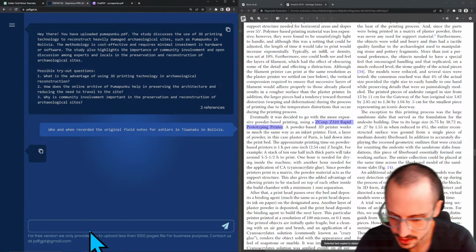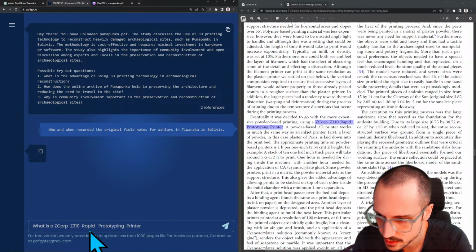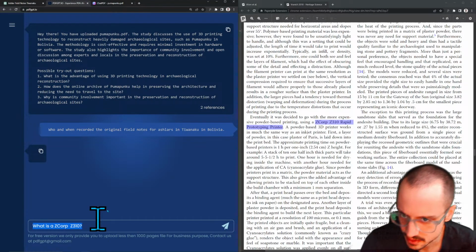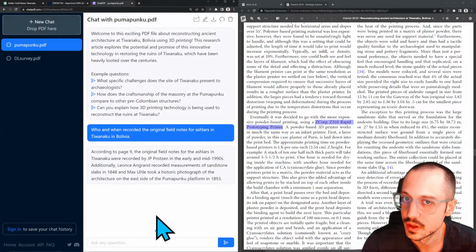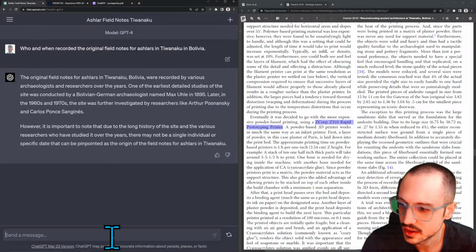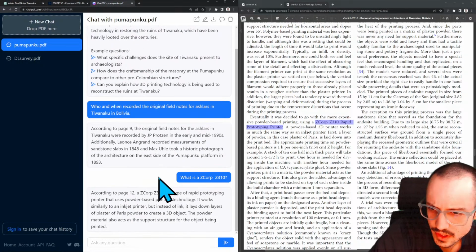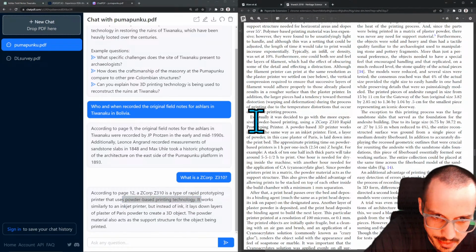Let's see. What is a Z Corp Z310? And then let's come here. What is a Z Corp Z310? According to page 12, Z Corp Z310 is a rapid prototyping printer that uses powder-based printing technology, powder-based printing.